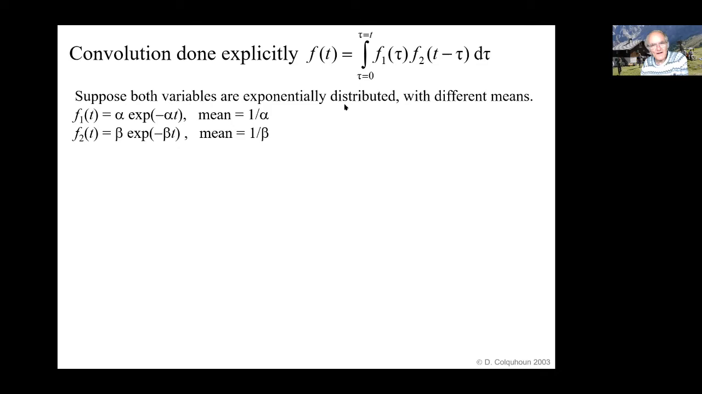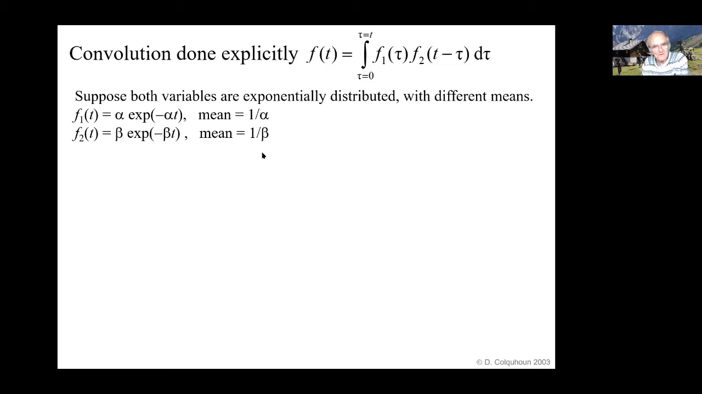Suppose both variables are exponentially distributed, but with different means, for example. The fact that both are exponentially distributed means that there's only one open state and one shut state. That's most unlikely to occur in practice, but it's a nice simple example. So the first one is exponentially distributed with a mean of 1 over alpha. The second one is exponentially distributed with a mean of 1 over beta.